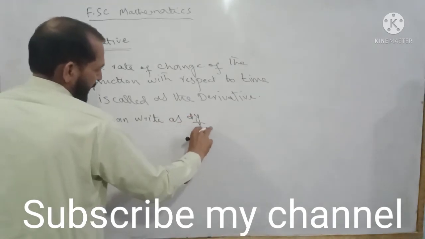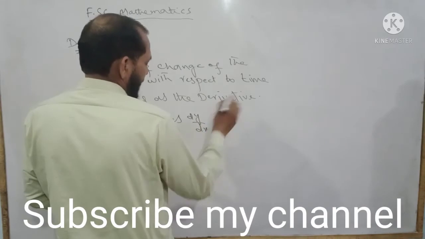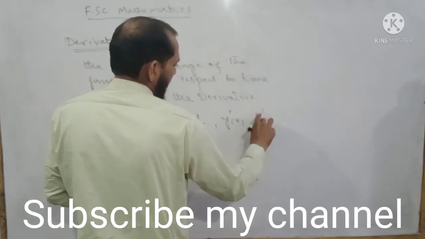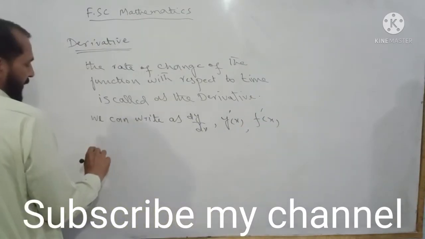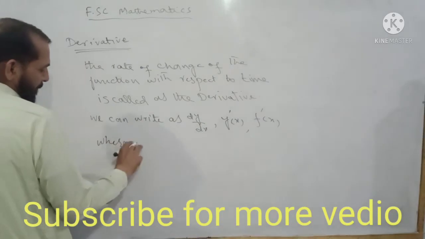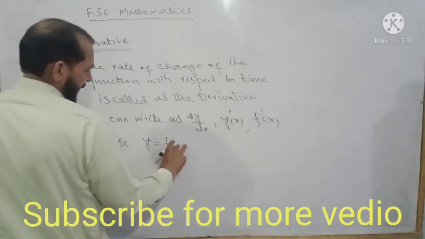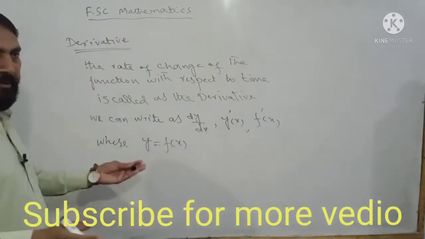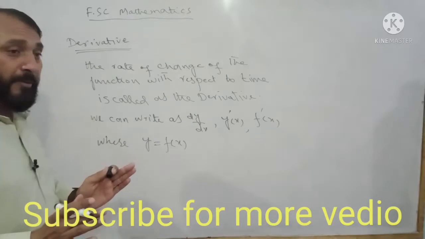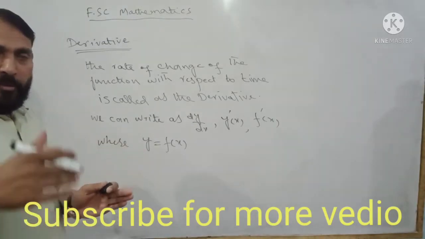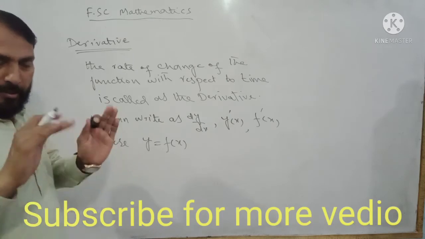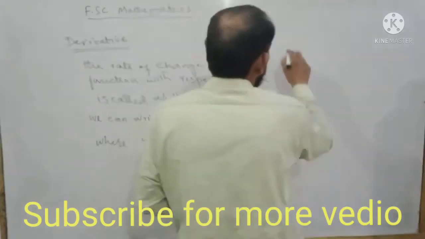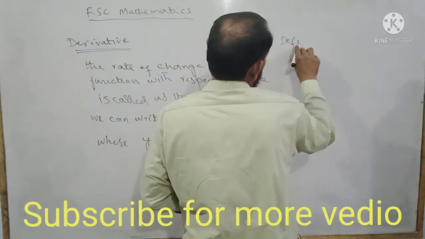dy over dx, or y dash of x, or f dash of x, where y is equal to f of x. We can write it as y dash or f dash of x. This is the definition of the derivative. Now we discuss how to find the derivative with respect to the definition, the definition for derivative.